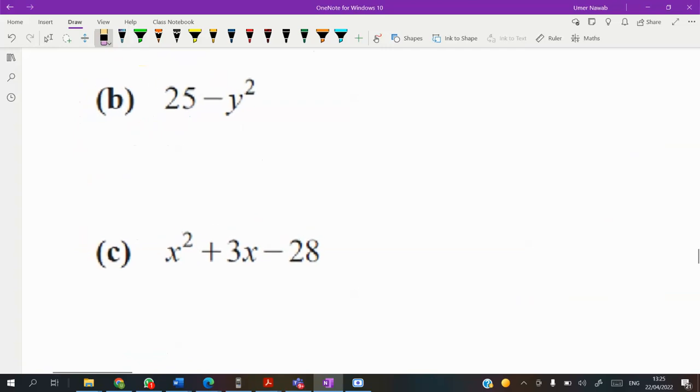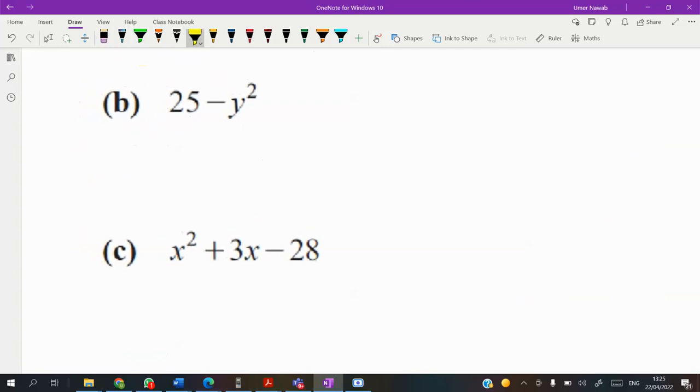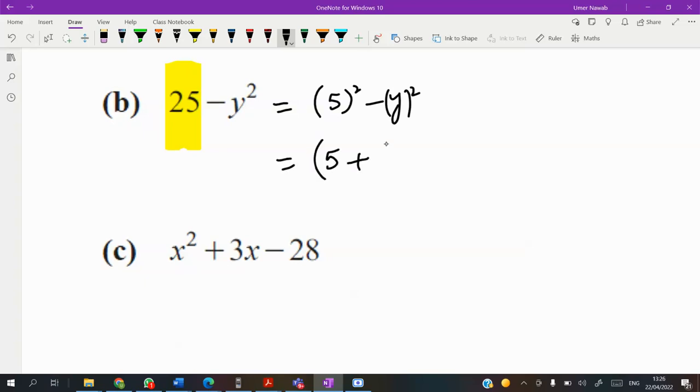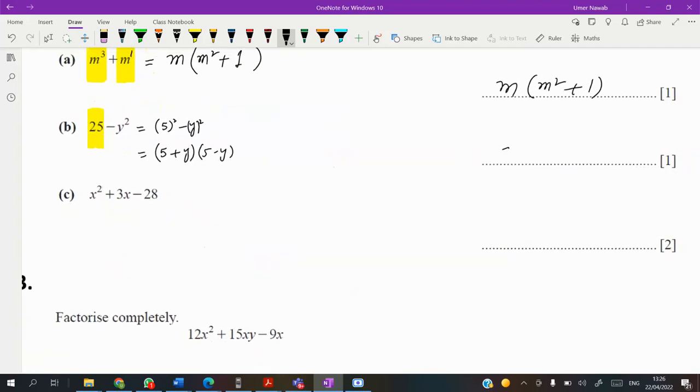Oh, great. Now, this is a difference of two squares. The problem is 25 is not written in the form of a square. So I will write it as 5 squared minus y squared. Now, what is A? A is 5 and B is y. So A plus B and A minus B. Let me write my answer in the answering space.